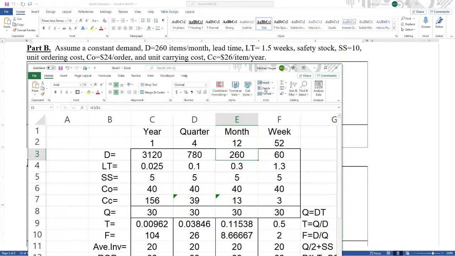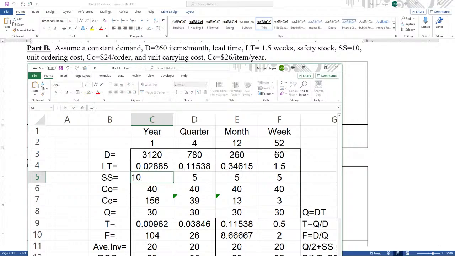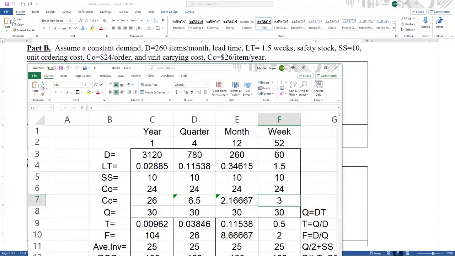Well, the demand's the same, but the lead time is 1.5 weeks. 1.5 weeks, and there they are. Okay. The safety stock is 10. I think I started over here with 10. Yeah, I did. Ordering cost is $24 per order. Good. And this is $26 per item per year. Nope, it didn't do it. This is going to equal this divided by 52. Okay. And I think that's going to be everything that we need.